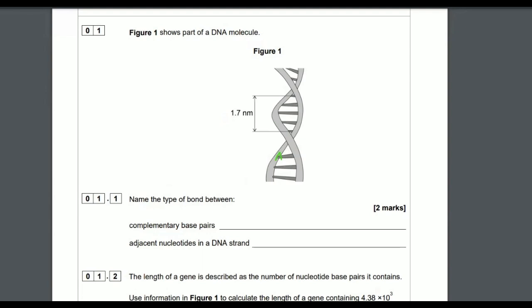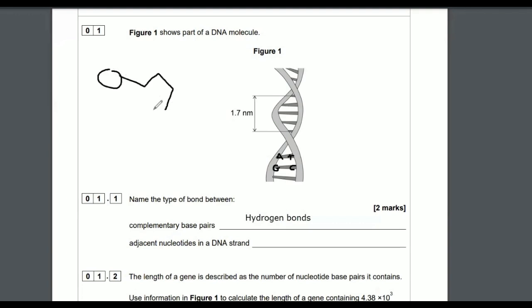So you've got to look at this DNA molecule and think to yourself, where are the complementary base pairs? Well, they're going to be opposite each other. For instance, A and T, adenine and thymine, or guanine and cytosine, G and C, opposite each other. What's the bonding that holds those opposite base pairs? That's hydrogen bonding. It's the strongest of the intermolecular forces, and it's hydrogen bonding.